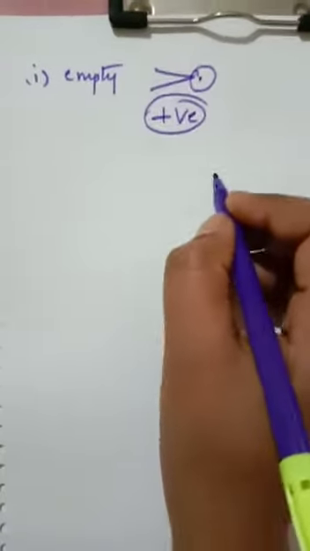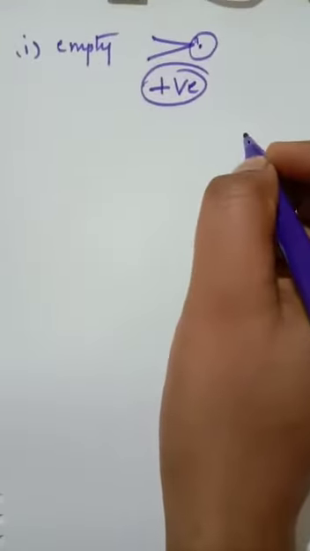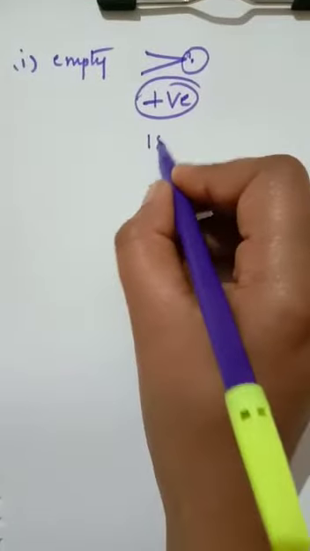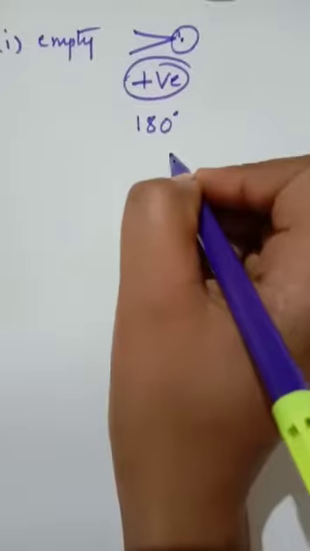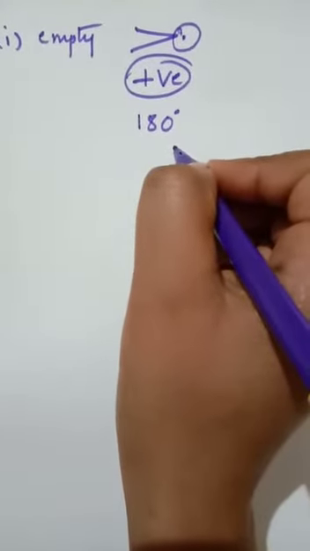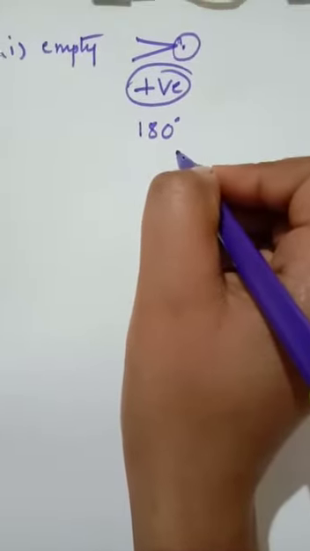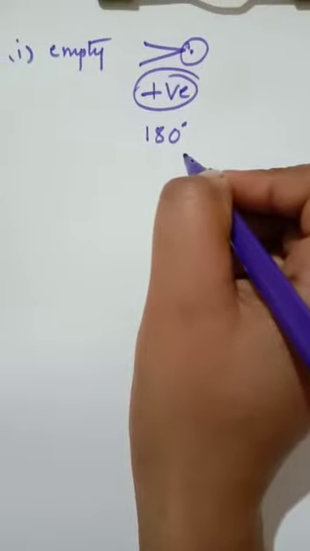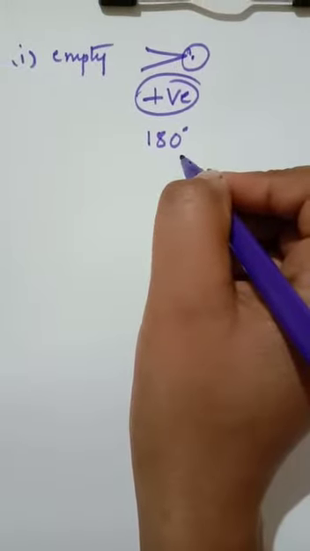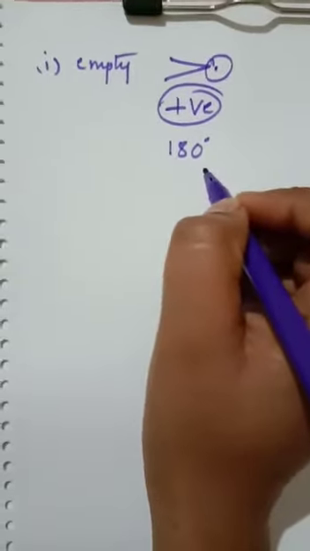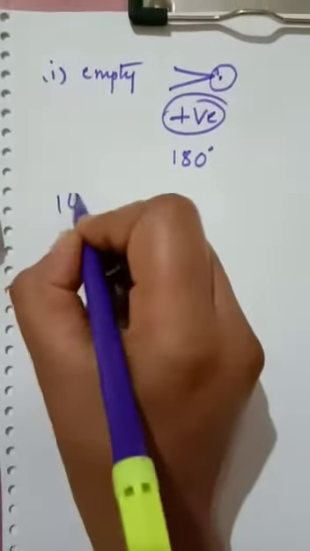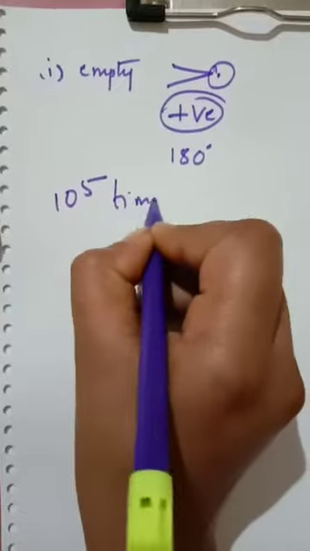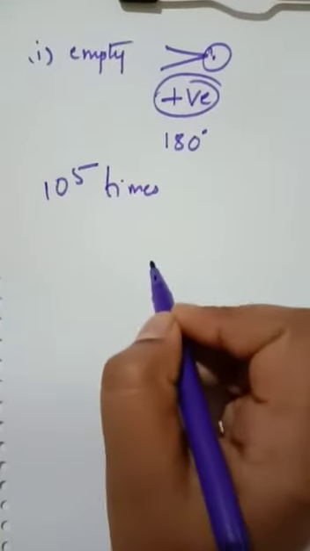A very small fraction of alpha particles were deflected by 180 degrees, indicating that all the positive charge and mass of the gold atom were concentrated in a very small volume within an atom. From this data, he also calculated that the radius of the nucleus is about 10 to the power 5 times less than the radius of an atom.